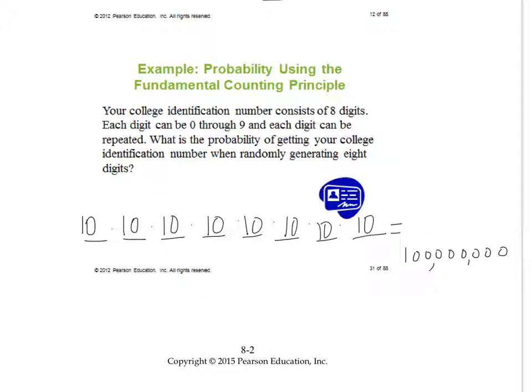But here's the question. What would be the probability of getting your college ID number when you randomly generate these digits? Well, think about it. Out of all of those numbers that get generated, how many of them would be your number? Only one. You have a 1 out of 100 million chance of randomly generating your college ID in this scenario.